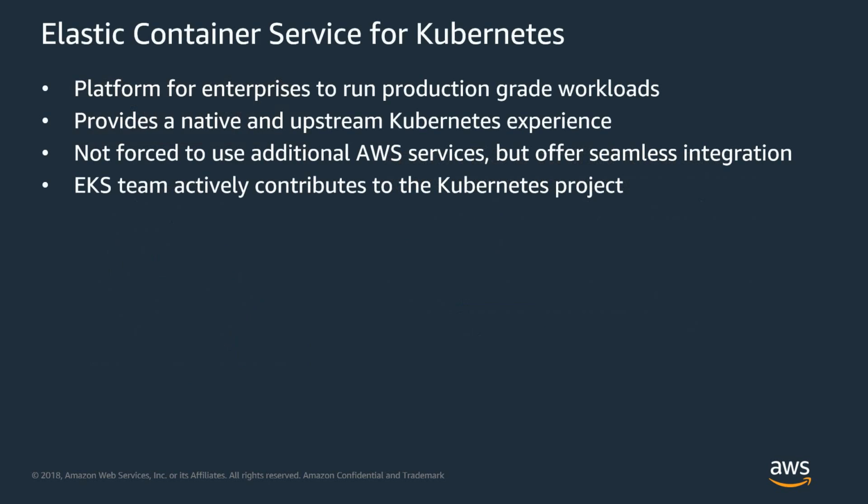EKS is a platform for enterprises to run production-grade workloads, and by production-grade workloads, we mean building applications at scale. EKS provides a native and upstream Kubernetes experience. So this means it is the same experience if you would install it on AWS yourself. EKS customers are not forced to use additional AWS services, but if they want to, the integrations are seamless and eliminate undifferentiated heavy lifting.